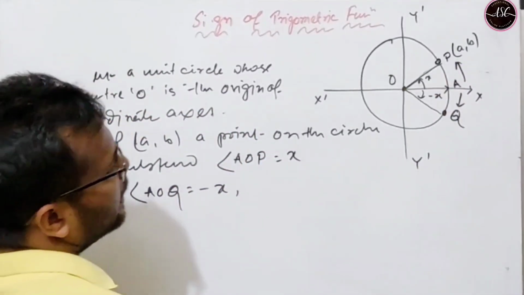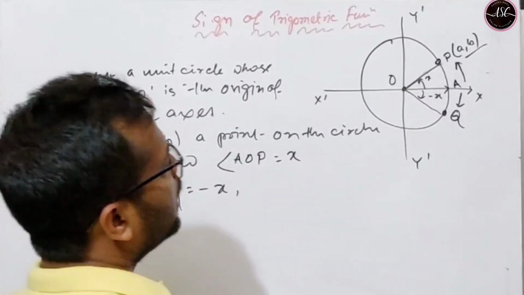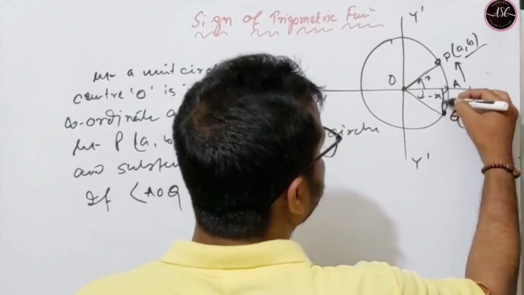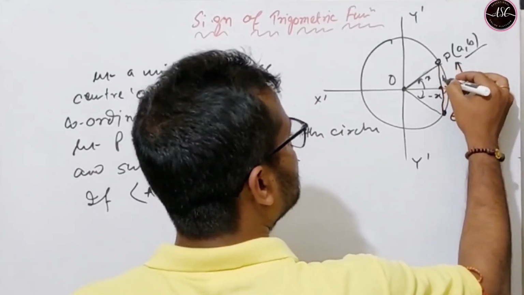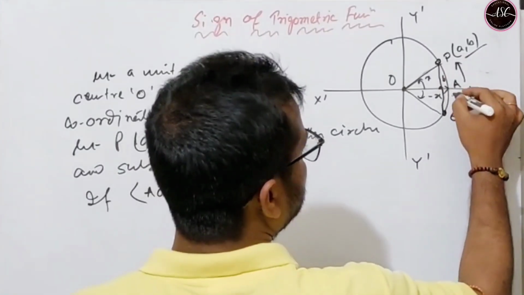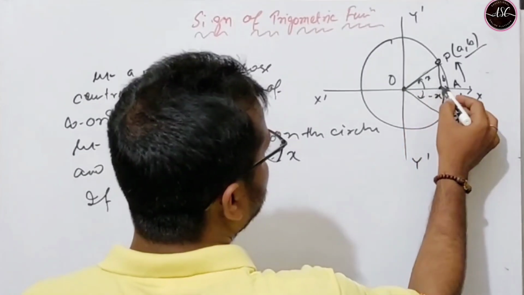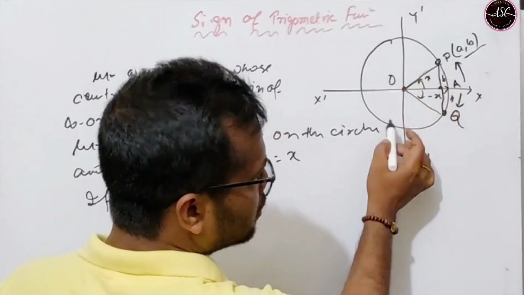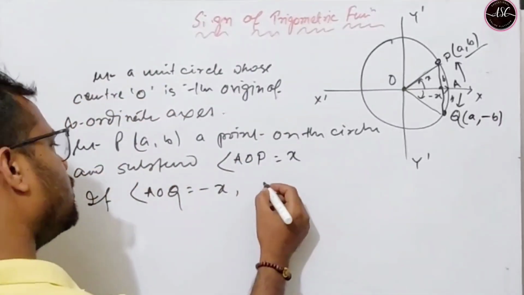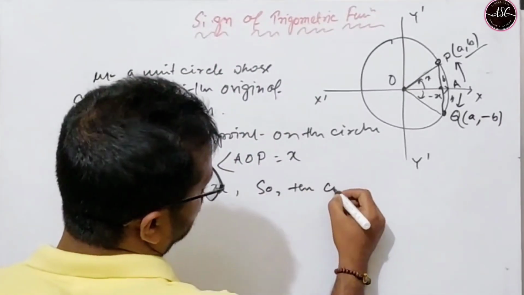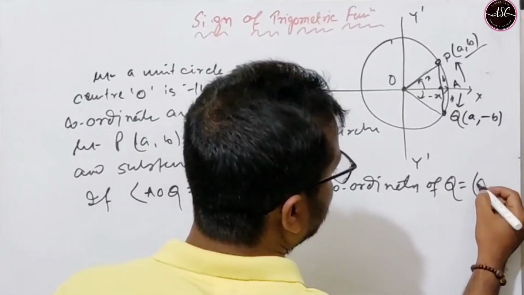So here the coordinate of P is (a, b). If we draw a perpendicular, this line measures b and this is also b, but here, from here this is a and it is on the y dash axis, so the coordinate of Q will be (a, minus b). So the coordinate of Q equals (a, minus b).